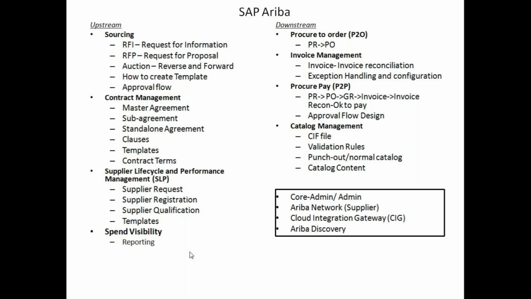Another point is that in SAP Ariba, the upstream modules are sourcing, contract management, and SLP, and we are also covering spend visibility. Then you have the downstream side: procure to order, invoice management, procure to pay, and catalog management. Some topics are common and used across upstream and downstream. I will be explaining them.